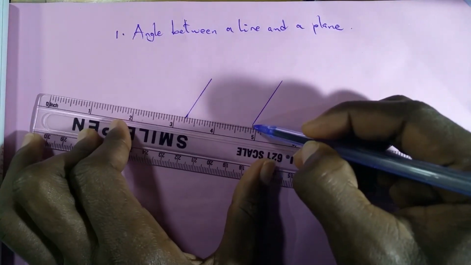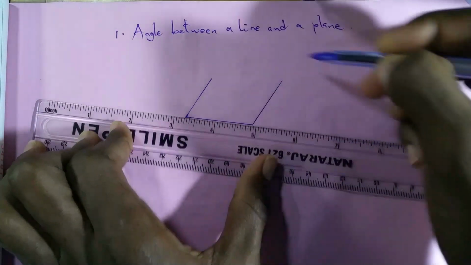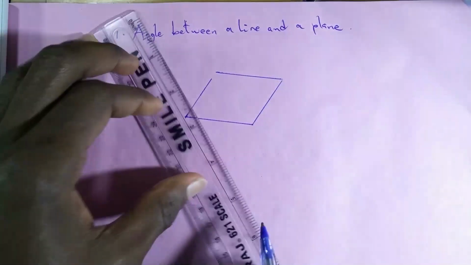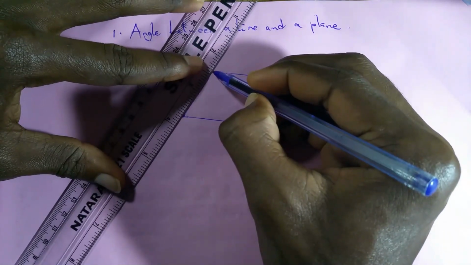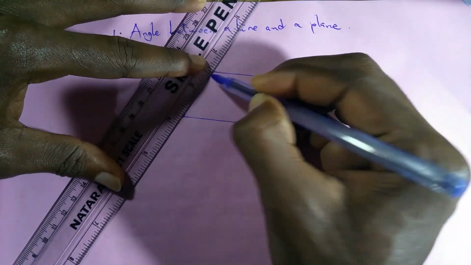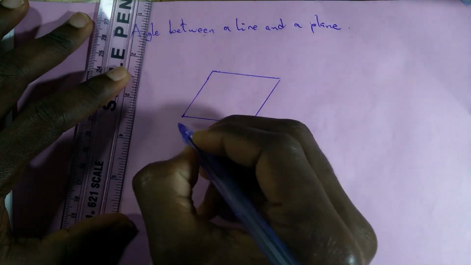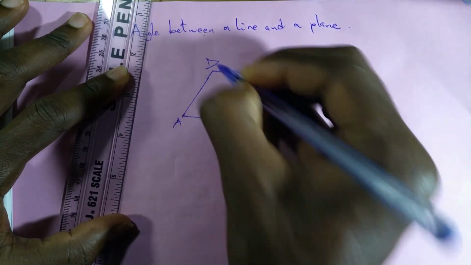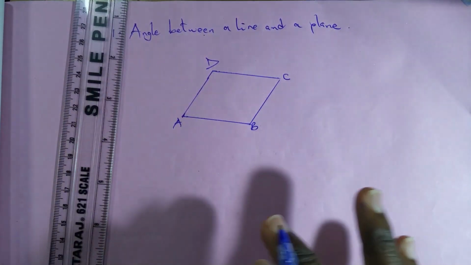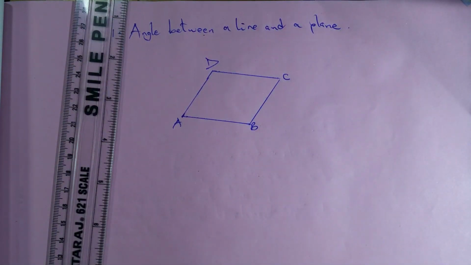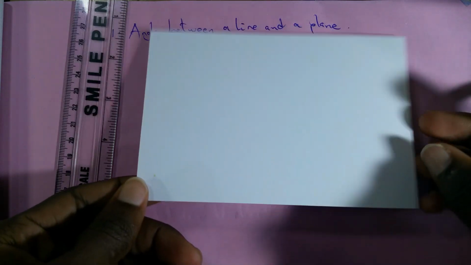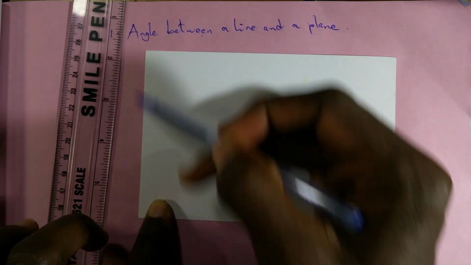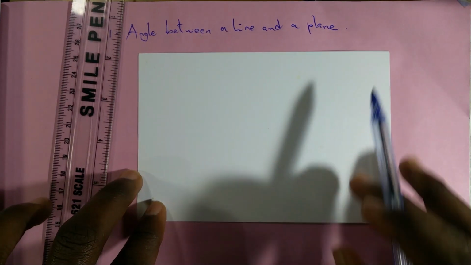We can join that. Join this also. Assuming this is a plane, let's say A, B, C, D. A plane, I just mean a surface. Let me bring an example. This could be one plane. So it's just one surface, which is a plane.